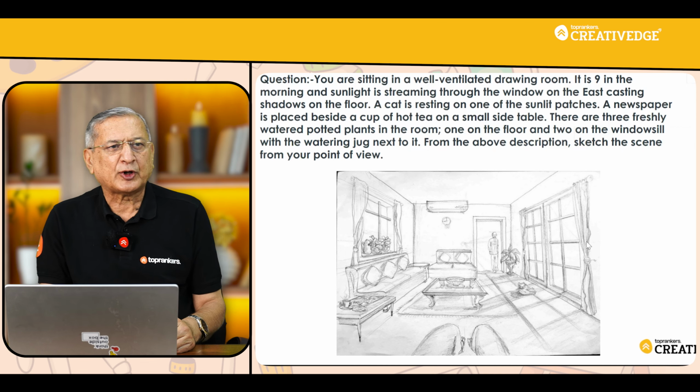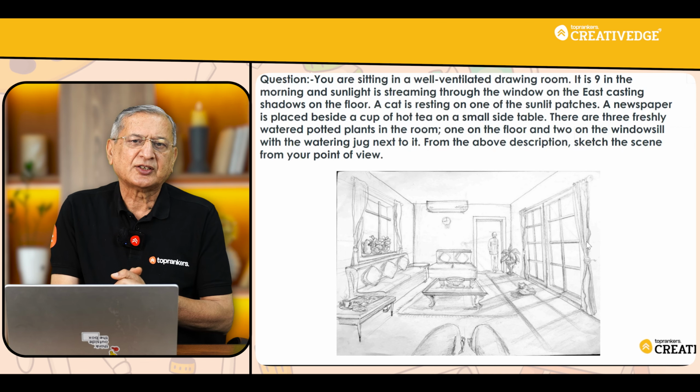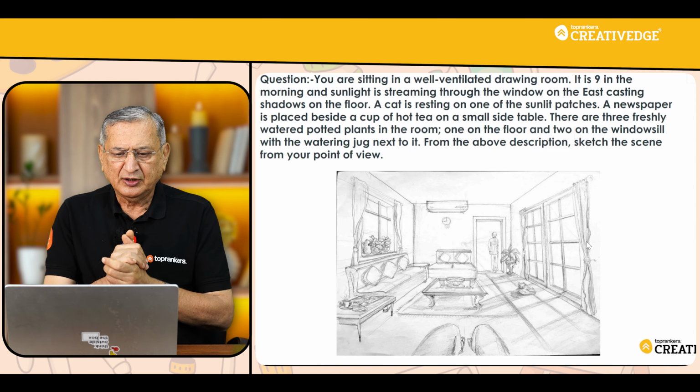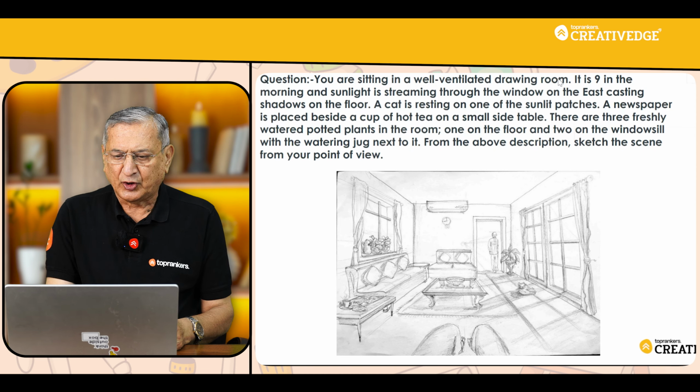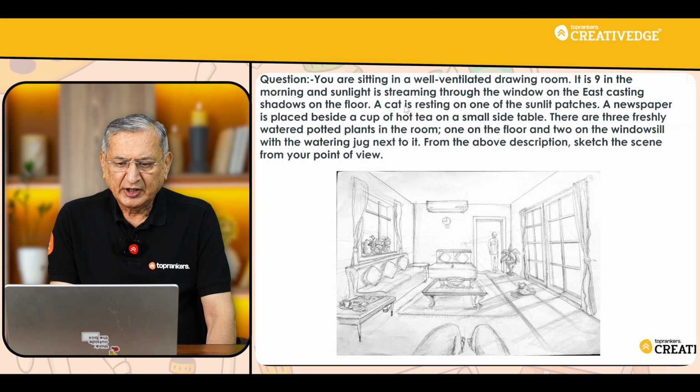Let's take an example from the PYQ, previously asked questions. Question: you are sitting in a well ventilated drawing room. It is 9 in the morning and sunlight is streaming through the window on the east, casting shadow on the floor. A cat is resting on one of the sunlit patches. Here, a newspaper is placed beside a cup of hot tea on a small side table.